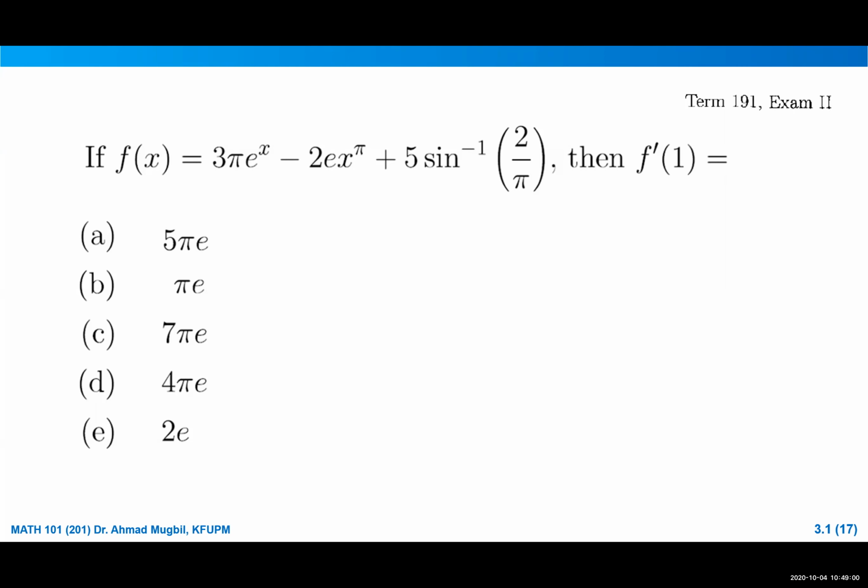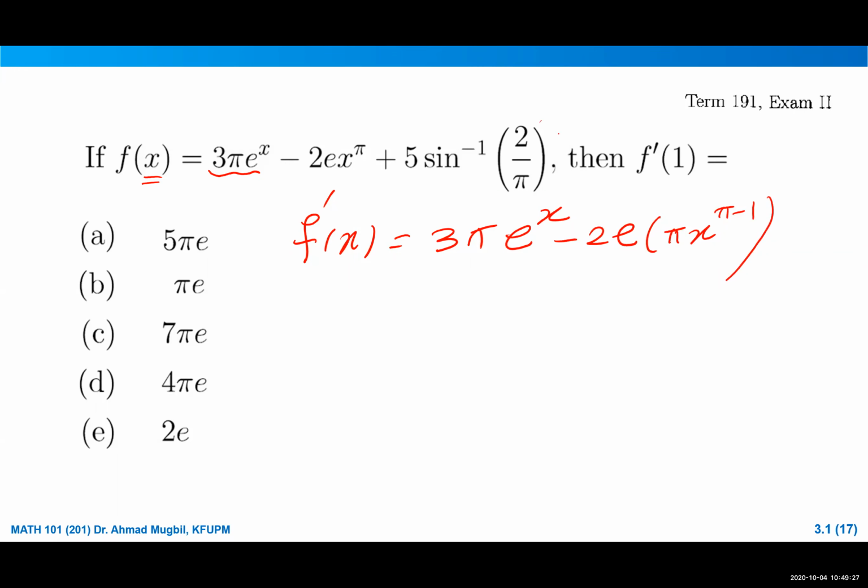Who can tell me what is the derivative of this, with respect to x? 3 pi is constant. The derivative of e to the power x is e to the power x. Now negative 2e times x to the power pi. What is the derivative of x to the power pi? It is pi times x to the power pi minus 1. What is the derivative of this? Zero.